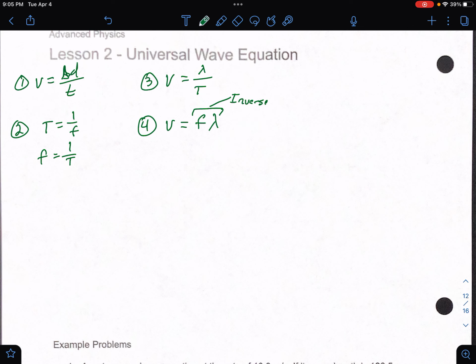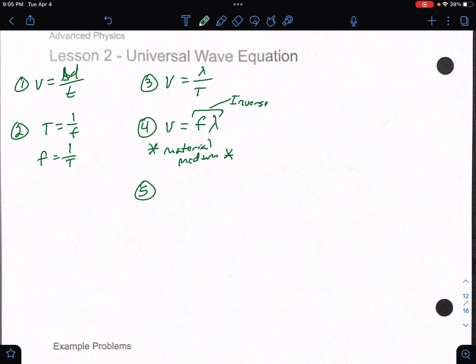Okay, now this equation right here, this velocity is if there is a material medium. So what I mean by that is, is it air? Is it water? Okay, so this one's more common. Usually it will either give you the velocity, or we can say things like sound, which we'll talk about the velocity of sound later. So you'll know to use this equation based off the velocity we give you. And then that takes us to number 5, which is the exact same equation, but instead of v, we're going to say c equals frequency times wavelength.